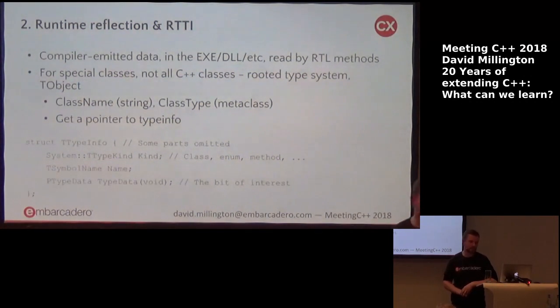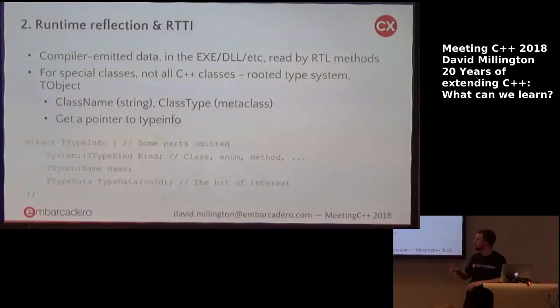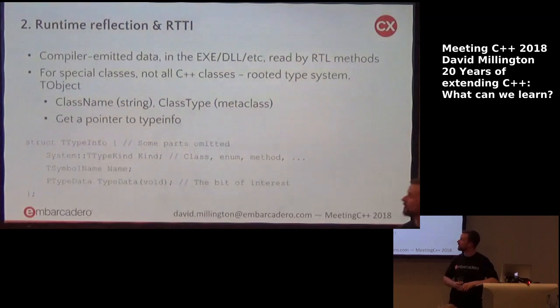But basically, you can ask for the name of a class and the type of a class, which will return the metaclass, which I'll get onto in a few minutes. And you can get a pointer to the type info for any class. And the type info, and I've omitted some parts of this, contains a bunch of information about what it is, whether it's a class, it might be an enumeration or something like that. And its name, and then a whole bunch of data about it that is what lets you implement things such as iterating over methods or converting between name and something else.